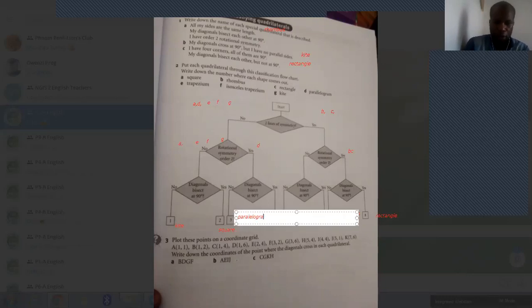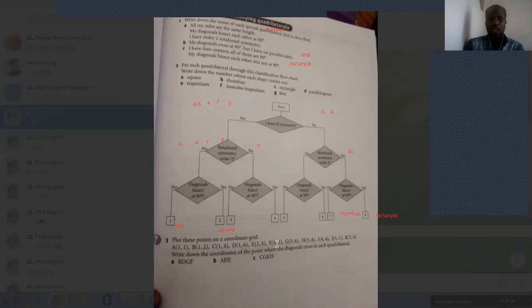Parallelogram here. So I think I'm done with this one. Let me go on to the next question. Plot these points. If you go to the video that I sent last time, you are going to be able to appreciate the fact that we are able to plot shapes like this on what we call a Cartesian plane.